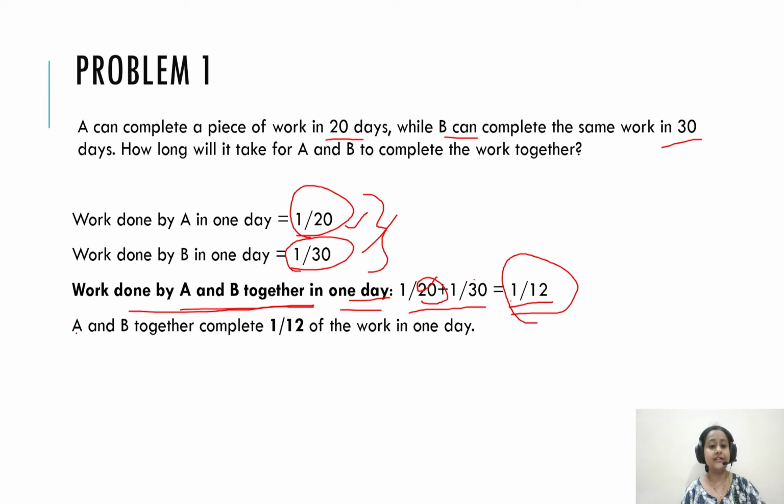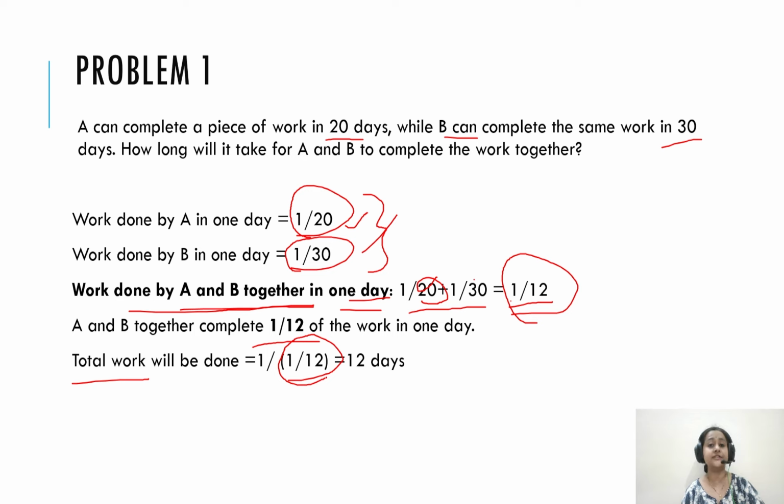Since A and B can together complete 1 by 12 portion of the whole work in one day, the number of days required to complete the whole work will be just the reciprocal of this efficiency rate, or the reciprocal of how much they together complete in one day. So the reciprocal of 1 by 12 gives you nothing but 12 days. That is the total time they require to complete the work.